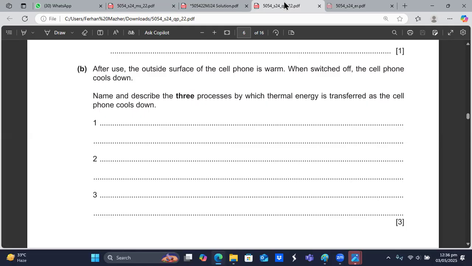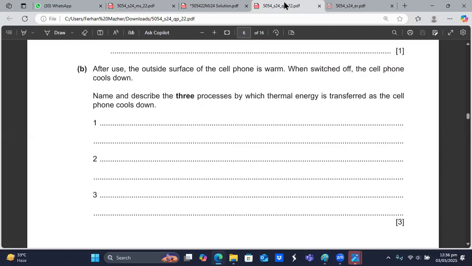The particles at the hot end absorb the energy and start vibrating vigorously. The amplitude of their vibration increases. So they collide with the neighboring particles and make them vibrate vigorously. In this way, by the vibrations of the particles, the energy is transferred through a solid from the hot end to the cold end. So this is conduction.